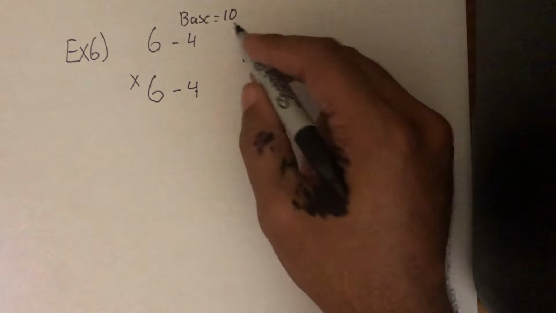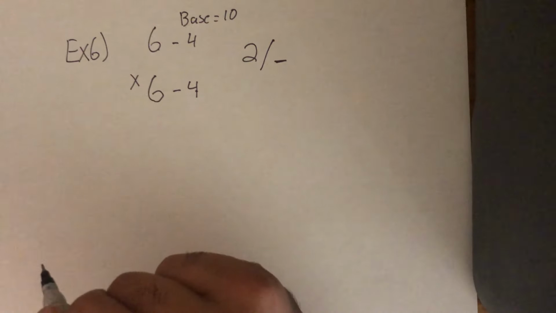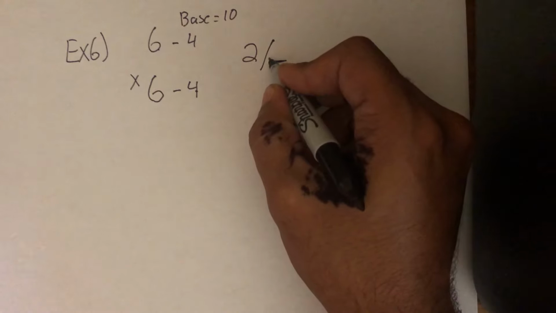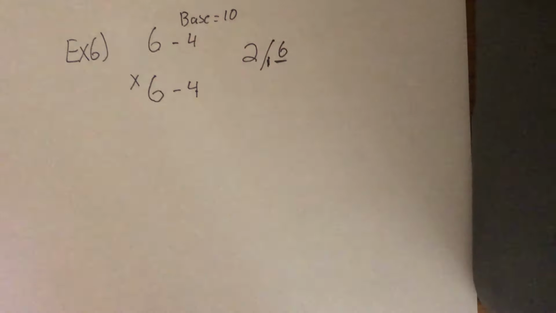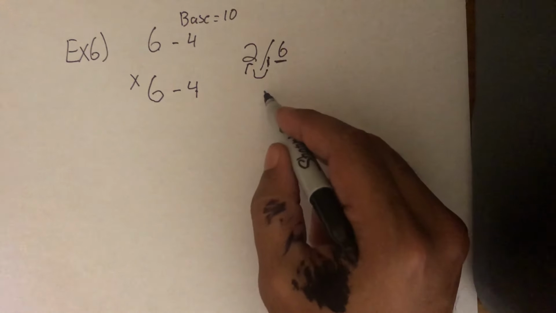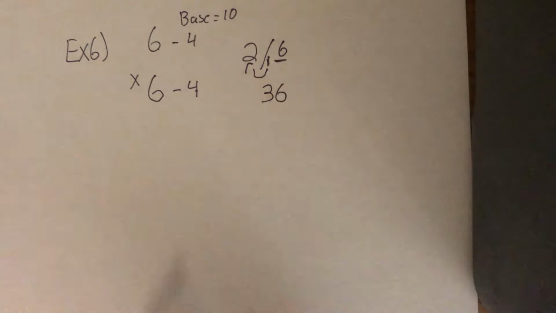Now, because the base is 10, I can only have 1 unit here. And because 4 times 4 is 16, I'm going to have to carry. So I'm going to write it like this, 1, 6. That indicates that that 1 has to be carried over. 2 plus 1 is 3, so I get 36.